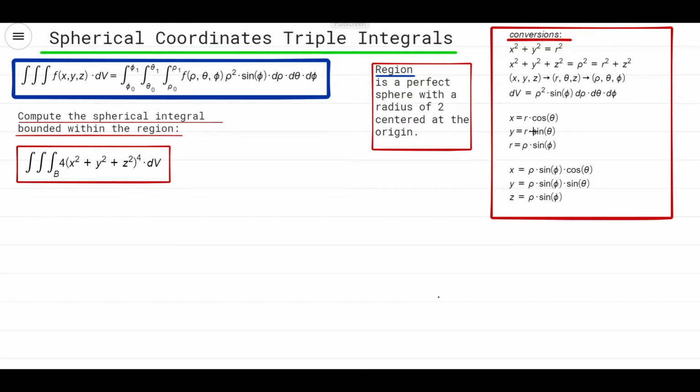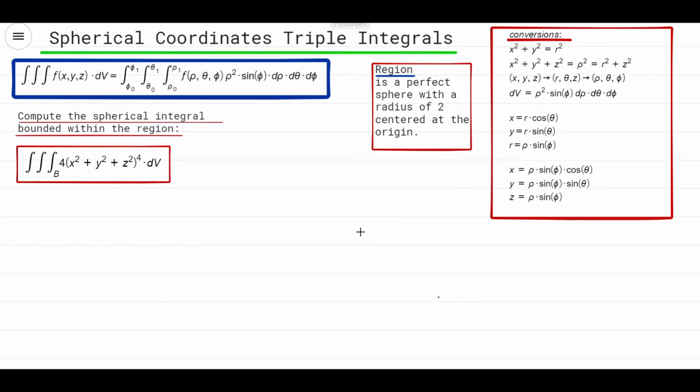And then we have our conversions. x is equal to r cosine theta, y is equal to r sine theta. And now here are the new conversions. r is equal to rho times sine phi. Therefore, x is equal to rho sine phi cosine theta, y is equal to rho sine phi sine theta, and z is equal to rho cosine phi.